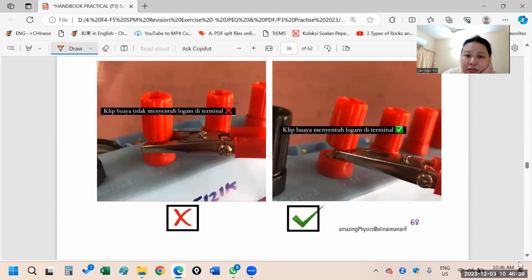Okay, so be careful about the crocodile clip. It must clip on the metal part. If you clip on the plastic part, you will not get any reading. Okay, so you can see the first one is 1.5, the second one is 3.0. Make sure you clip on here only.